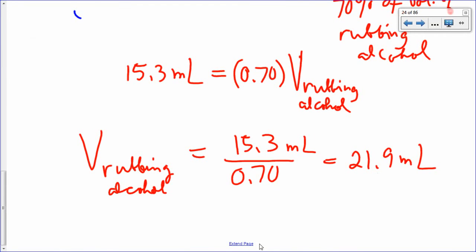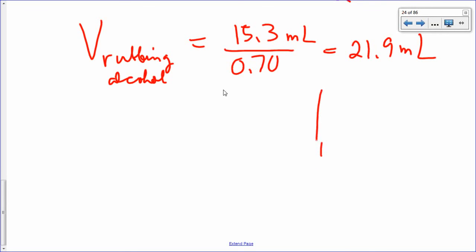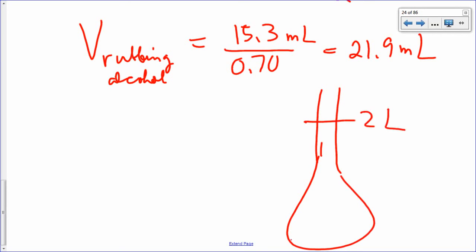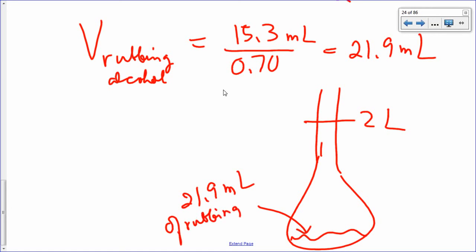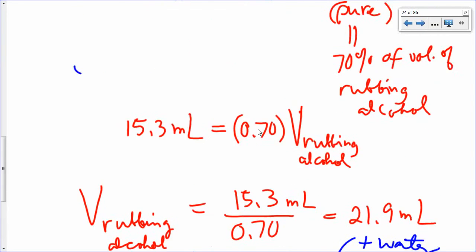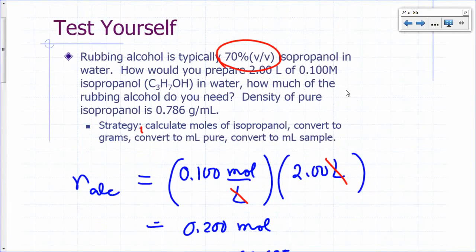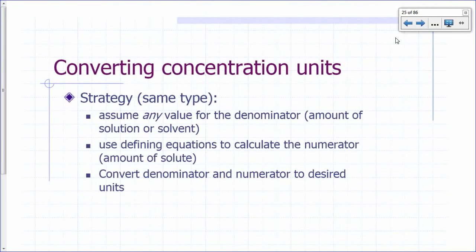So now what I do is this. I take a volumetric flask with a 2-liter capacity. I put in 21.9 mL of rubbing alcohol, and then add enough water to bring it up to 2 liters. And that will give me a 2-liter solution that is 0.1 molar isopropanol. Okay, this might be a good time to stop.